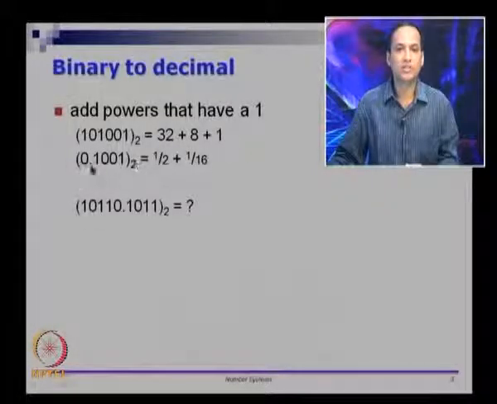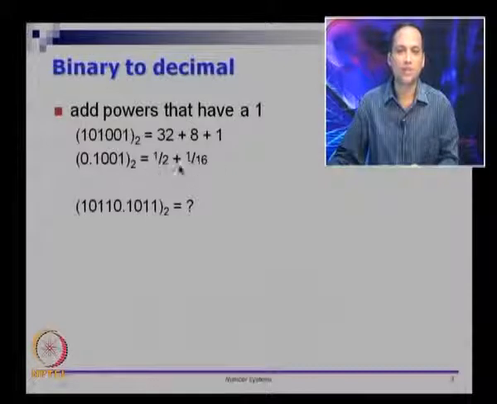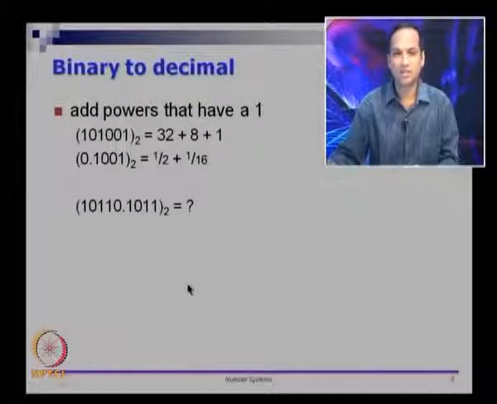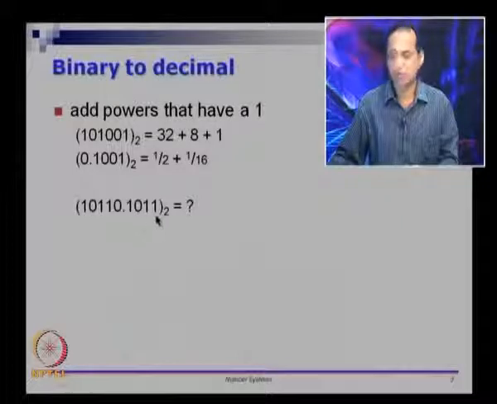Then for this example, this is 1 into 2 power minus 1 plus 1 into 2 power minus 4, that is the same as 1/2 plus 1/16. Let us not worry about the decimal equivalent, but I know you can do the fractions here. So it is 1/2 plus 1/16. Now let us see what the equivalent for this one, 10110.1011, is.